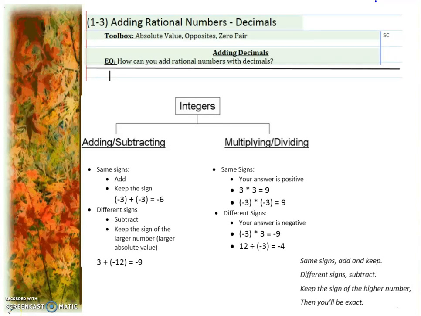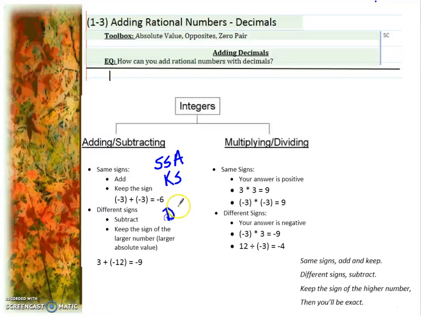Adding rational numbers with decimals. So the rules that we had come up for integers were same signs add, keep the sign. So -3 and -3 are the same signs. You keep the sign and add it, you get -6.